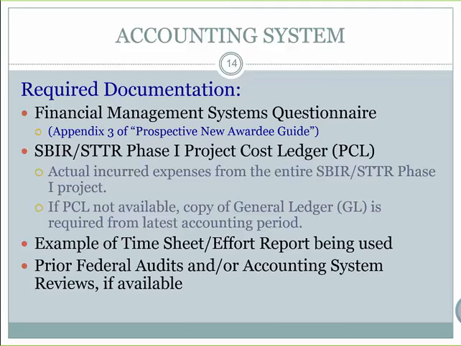These things are also required in the link to the financial policy procedures. There's a list of these things on the very first page. So you're going to need to fill out our financial management systems questionnaire. That's in Appendix 3 of the new awardee guide. Fill that all out. That asks for all the details of your accounting system.